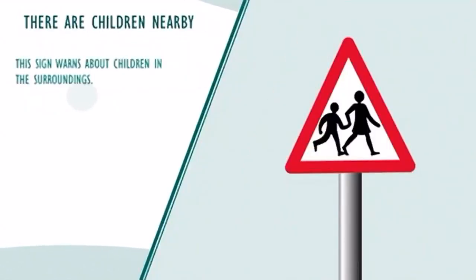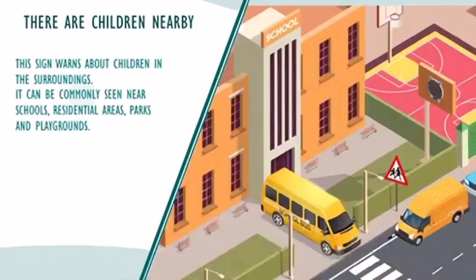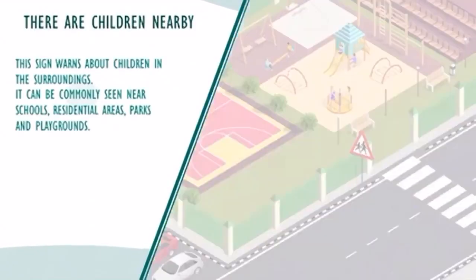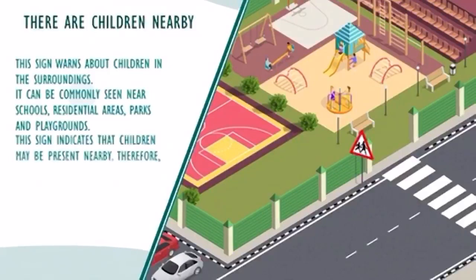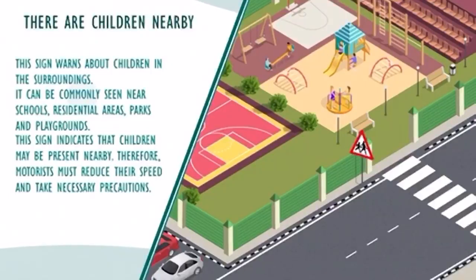This sign warns about children in the surroundings. It can be commonly seen near schools, residential areas, parks, and playgrounds. This sign indicates that children may be present nearby. Therefore, motorists must reduce their speed and take necessary precautions.